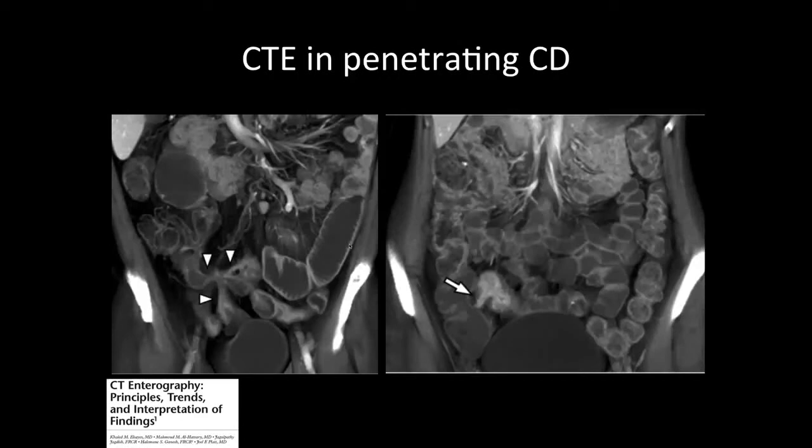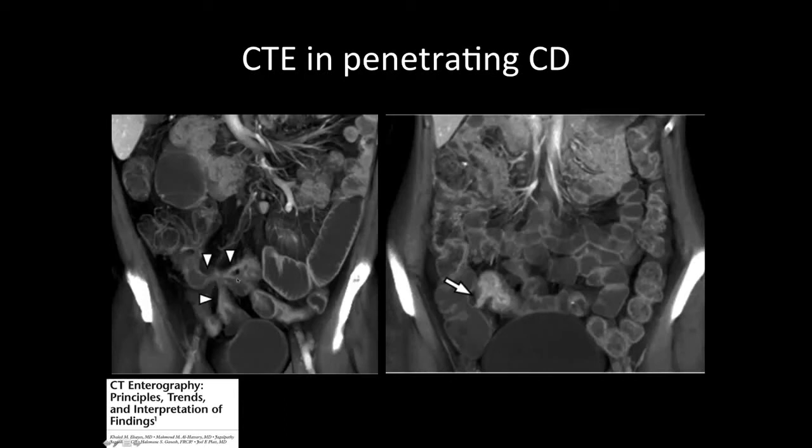How does CTE show penetrating disease? You will be able to see a fistulous tract between two bowel loops, small bowel and large bowel, or two small bowel loops, or between two large bowel loops, or between a bowel loop and a viscus, such as the urinary bladder, the uterus, the vagina.